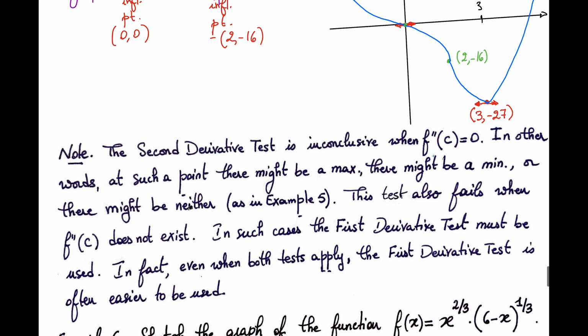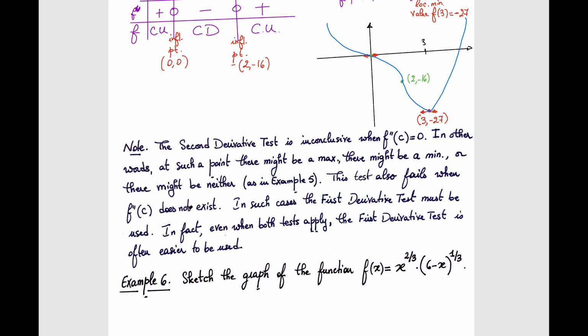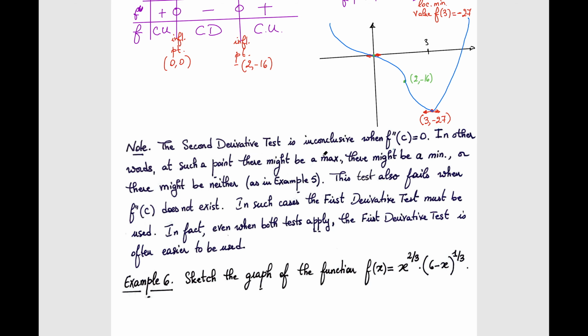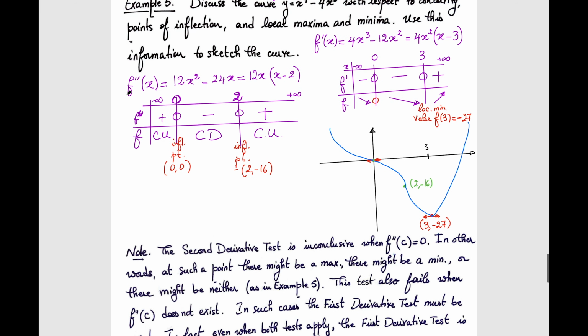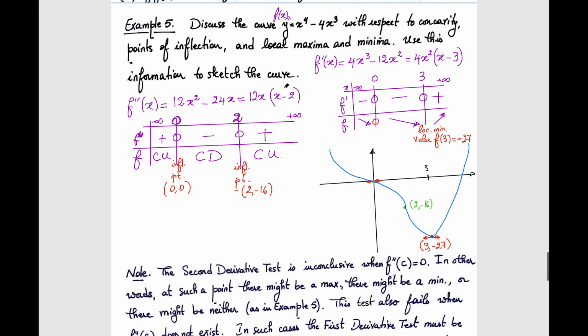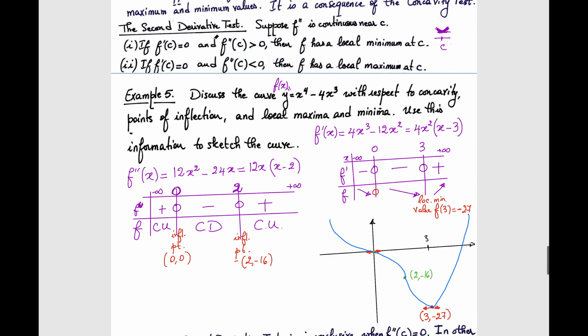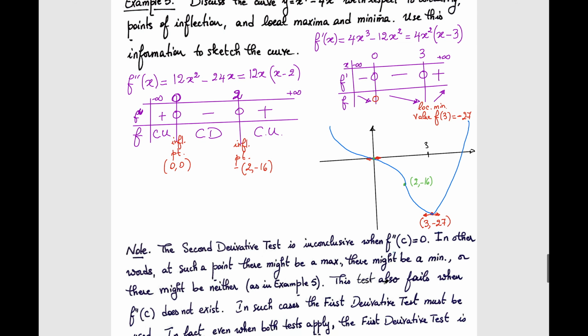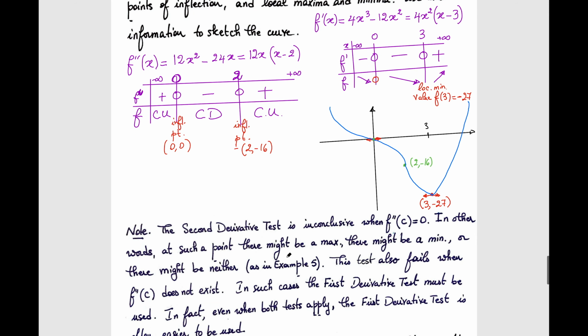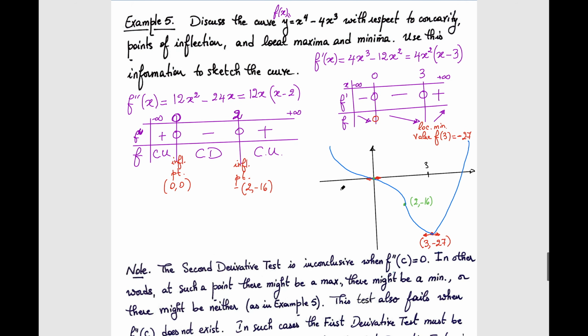All right, so the last note here reads as follows. The second derivative test is inconclusive when f double prime of c is 0. We ran into this problem here, right? f double prime at 0 is 0. So as we said, since this happens, none of these two conditions is verified in the second derivative test, and as such, the second derivative test doesn't apply. It doesn't give us any information. In other words, at such a point, there might be a maximum, there might be a minimum, or there might be neither, as in the previous exercise, example 5.